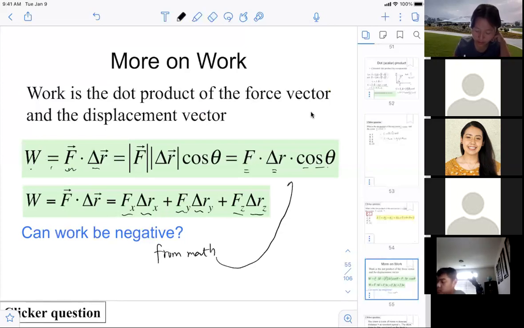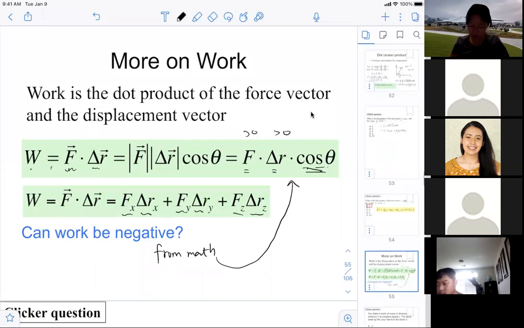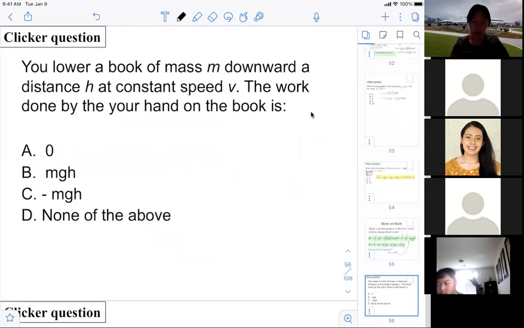You can see that from the math expression. Simply take a look at our expression. This is all positive, it's a magnitude, but cosine could be negative. So work should be able to have a negative value. Very good. We can simply see that from math. Well, let's see if we can come up with a concrete example: what does negative work mean? What does it mean in real life? So you lower a block of mass down for a distance at constant speed.